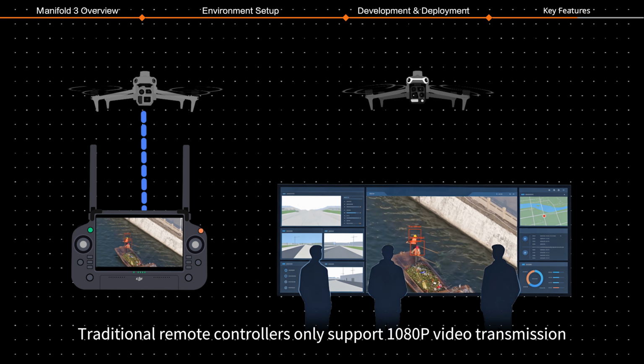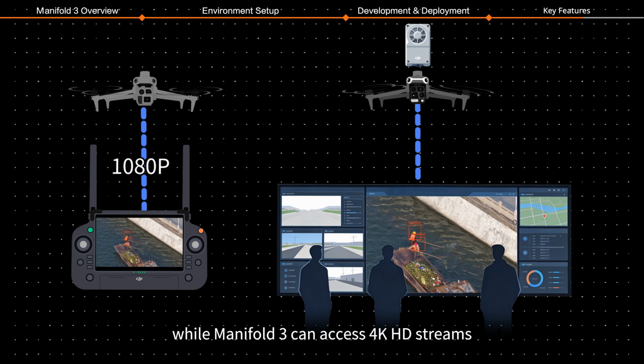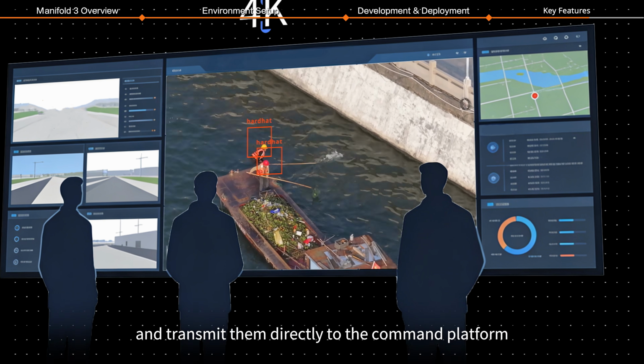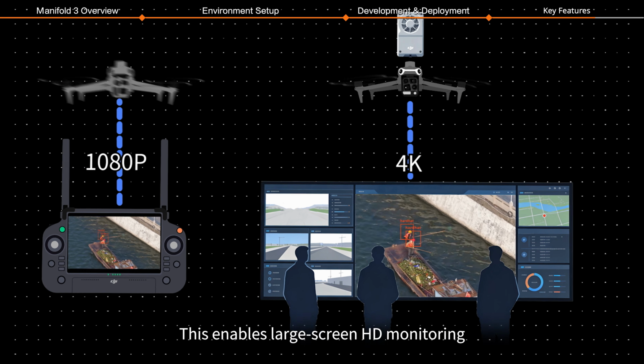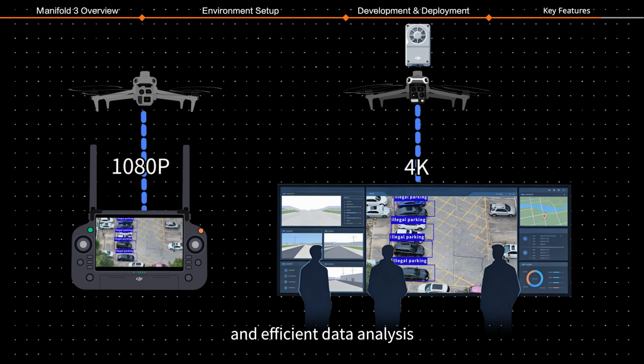Traditional remote controllers only support 1080p video transmission, while Manifold 3 can access 4K HD streams and transmit them directly to the command platform via DJI Cellular Module 2. This enables large-screen HD monitoring, richer on-site details, and efficient data analysis.